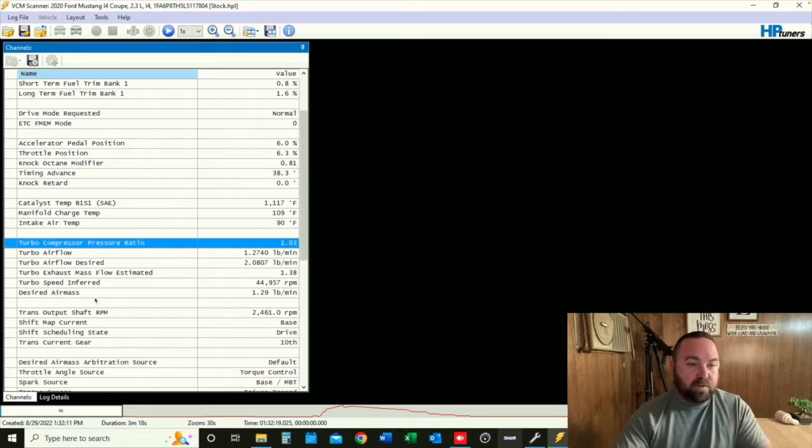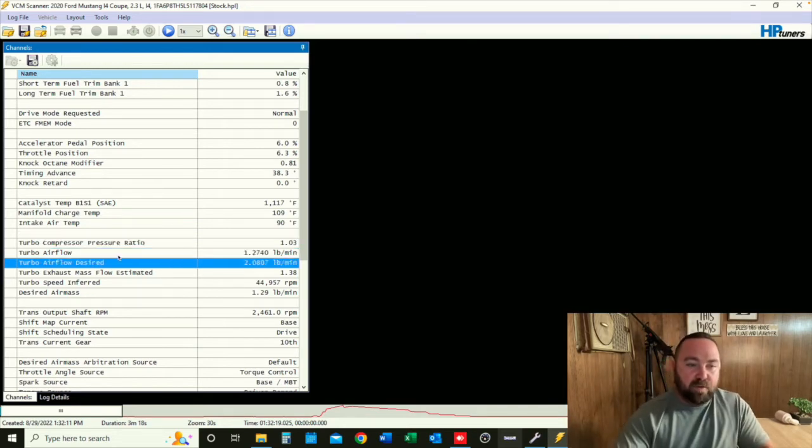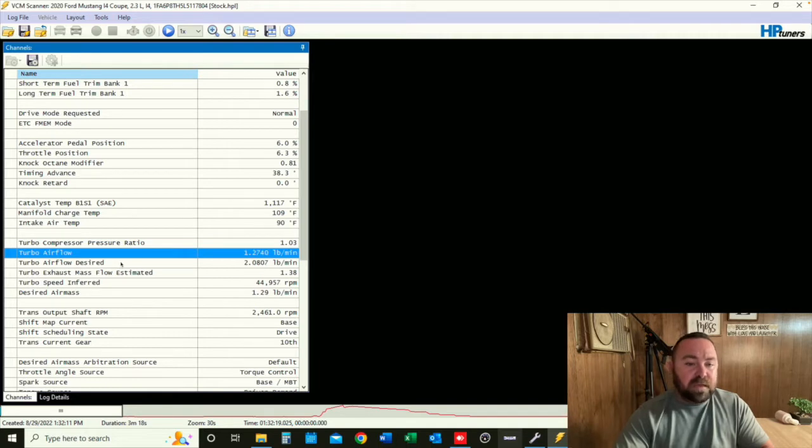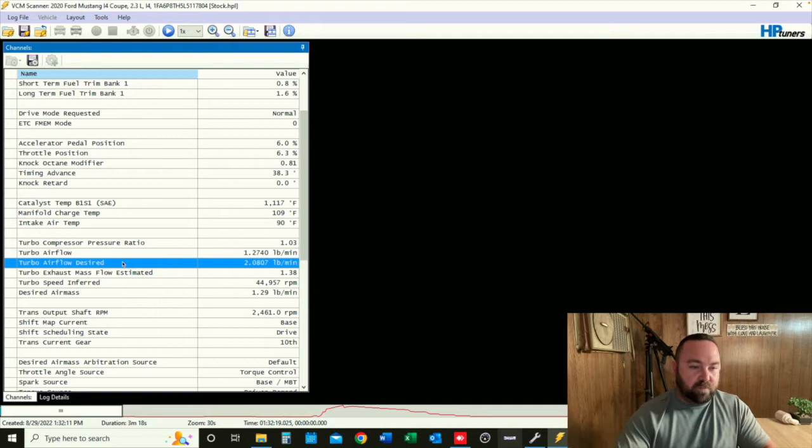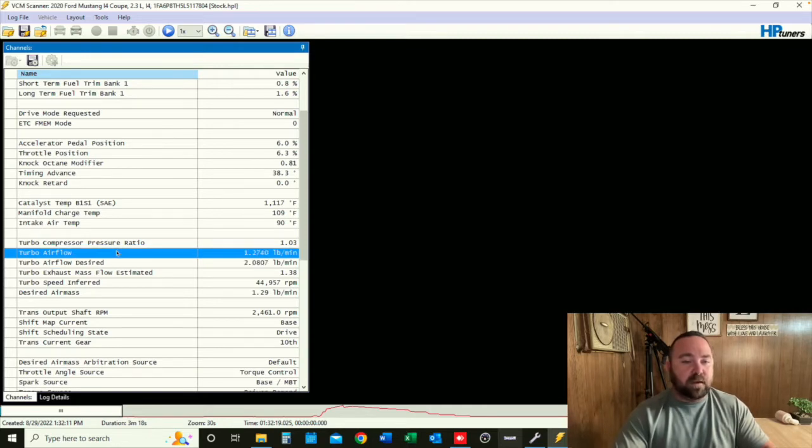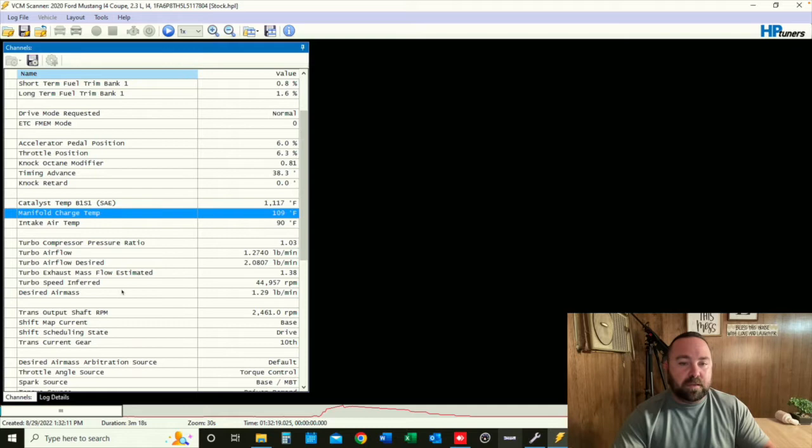Pressure ratio, another data point that will allow you to track limiters. Turbo airflow versus desired airflow. There are people out there that can derive a baseline horsepower number from how much turbo airflow they're getting. I'm not that smart, or I don't have that math in front of me, so I can't do that for you guys. But this is useful information. If you're requesting a lot more air than the turbo can actually produce, then you'll probably see this get out of control, and then you're asking just too much.